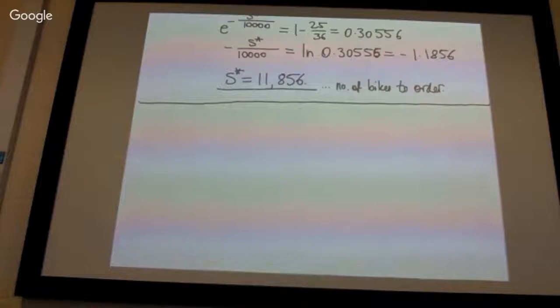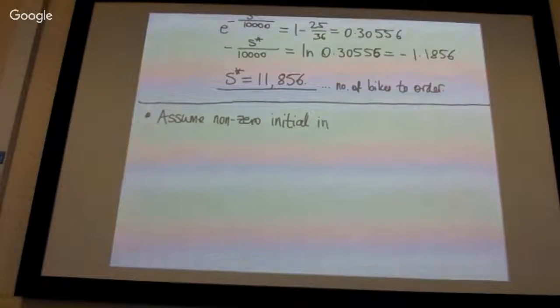In this case, we had the assumption that the starting inventory is 0. Okay, so we didn't have anything. Now, assume there is non-zero initial inventory, which is capital I in the book. So let's stick to this.